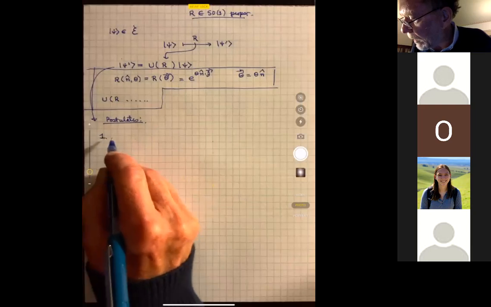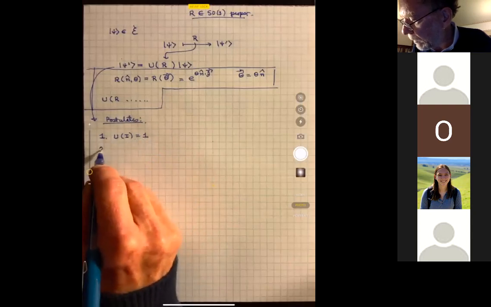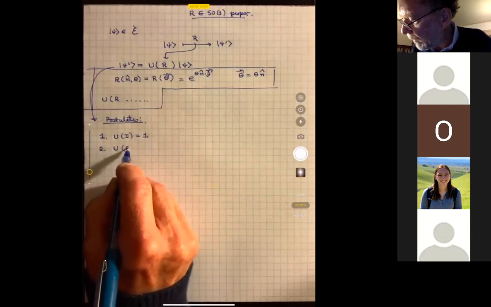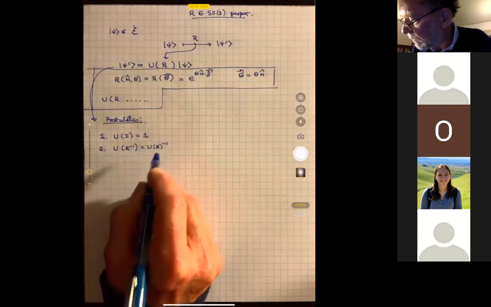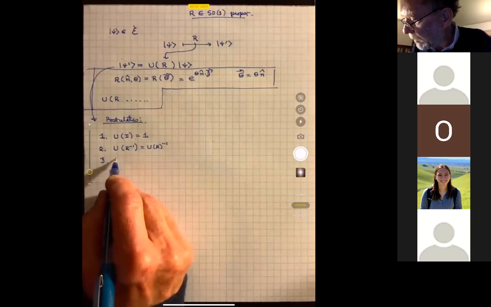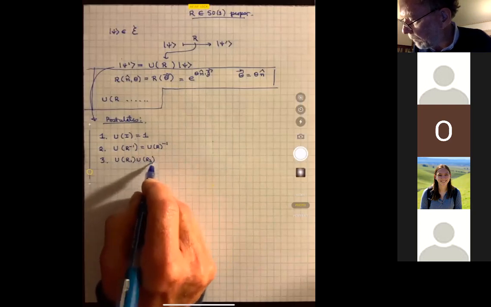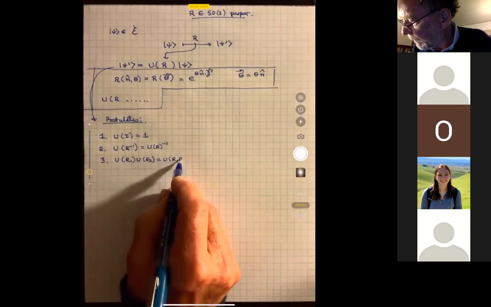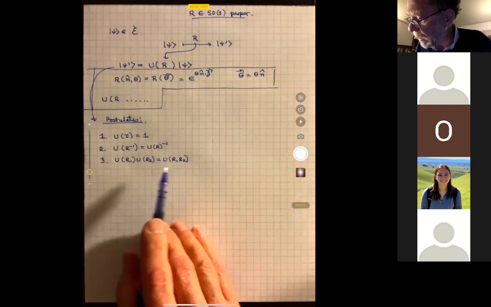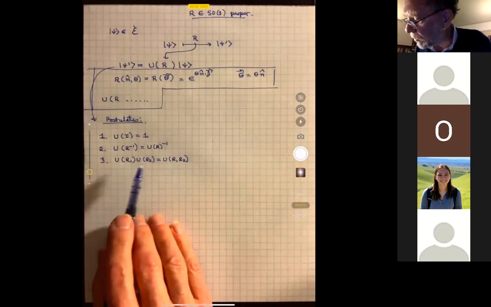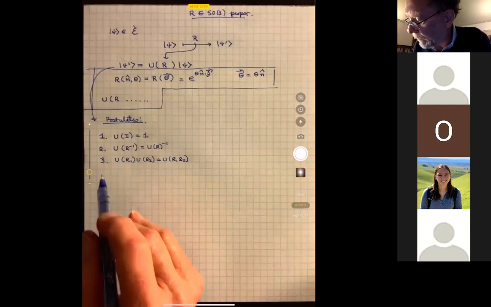The first one is fairly obvious: U of the identity should be equal to the identity operator. The second one says that U of an inverse matrix should be equal to the inverse of the U matrix. The third one says that U of R1 times U of R2 should be equal to U of R1 R2. So if I apply 2 classical rotations to get R1 R2, the operator that carries that out on the quantum system should be the product of the rotations that did the individual rotations.